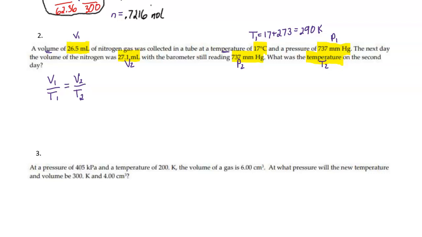The next step is to make substitutions. In place of V1 is 26.5. In place of T1, 290. In place of V2, 27.1. And T2 is still the letters T2. That gets you credit on the quiz, just getting the numbers filled into the correct locations.